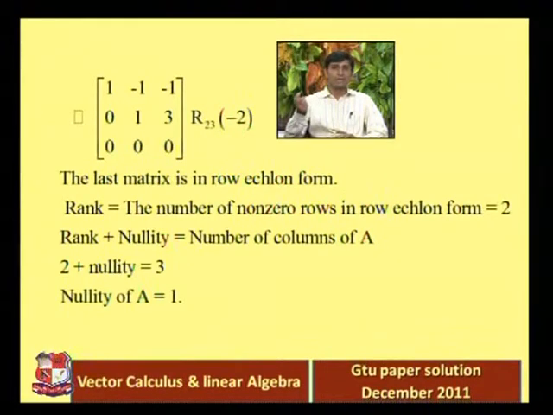Okay, so the rank of the matrix is 2, we already found it, and now to find the nullity we use the rank nullity theorem. So rank plus nullity is equal to the number of columns of A. Rank is already 2 and the number of columns of the given matrix is 3. So we get the equation 2 plus nullity is equal to 3. So the nullity of the given matrix A is equal to 3 minus 2, that is 1.